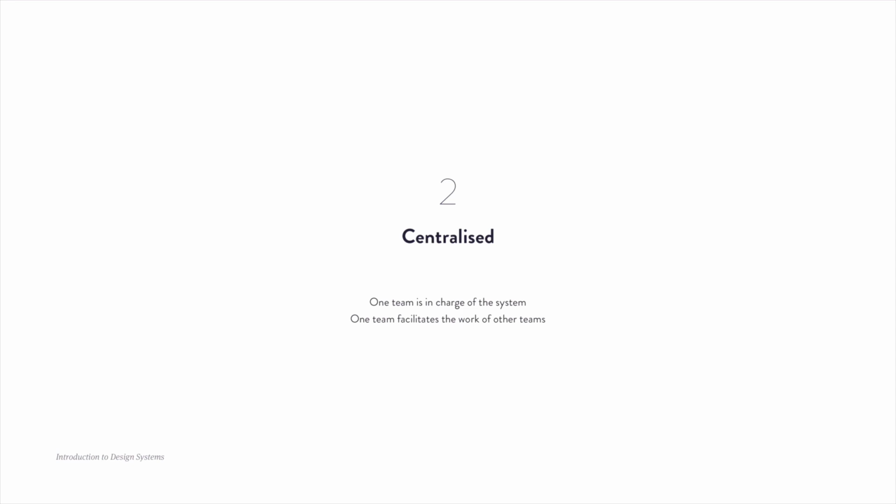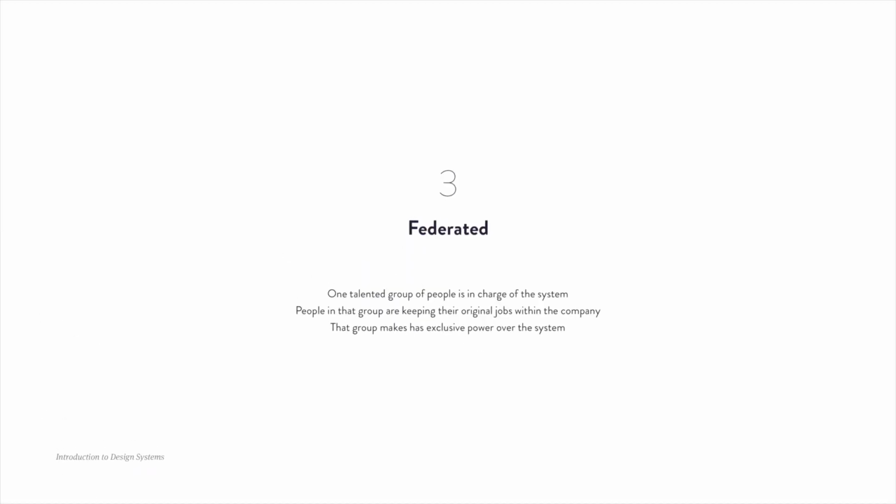Centralized means a team is in charge of the system and continues to grow it. Their purpose is to facilitate the work of other teams. In this type of model, the team in charge doesn't actually do any design work, but they do work closely with the designers. Finally, teams based on the federated model have a very talented group of people in charge of the system. These people make all the decisions, and they convey those decisions to the other teams. These people are also fulfilling their original roles in the company.